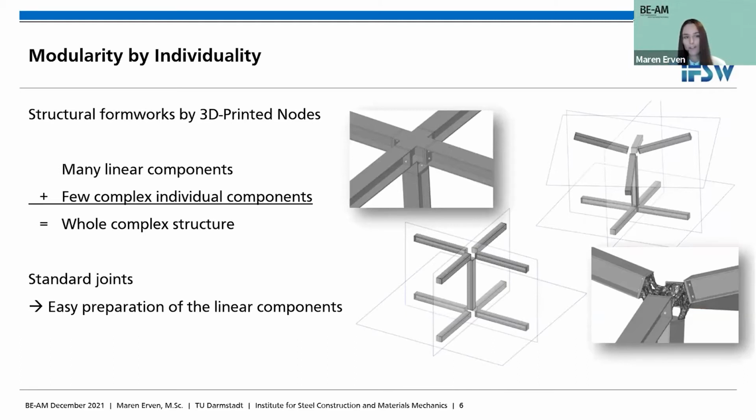I say with a few complex individual components, which are the 3D printed steel nodes, and many linear components, we can create a whole complex structure. And to get an advantage of the 3D printing, we can look for easy preparation of the linear components by using standard joints. So maybe in the end, we can think of a modular system with some individual nodes. So we get a remarkable, individual, awesome structure, but it doesn't matter which beam has to be placed in the end. And this also stands for reusability.